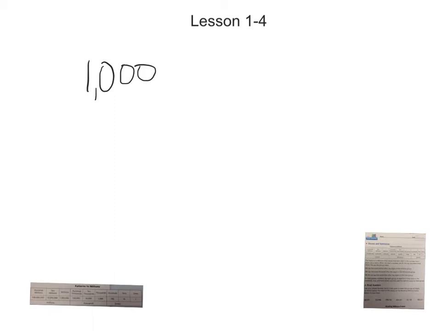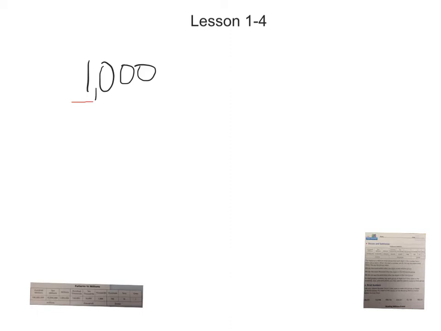When you look at the 1,000, I want everyone to write in their math journal what the value is of the digit 1. What is the value of that digit right there? The digit in the thousands place. Hopefully you wrote down it's 1,000. The value of that 1 is 1,000.